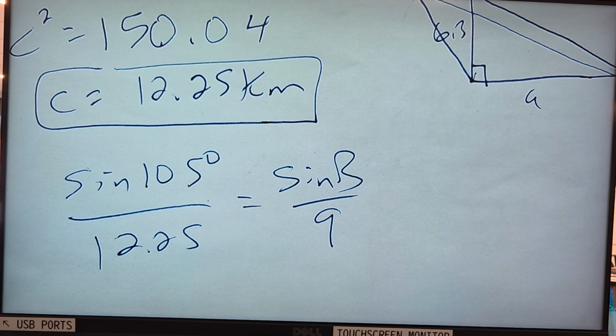Oh, that's right. And then I do the inverse sine. I'm not going to do that in my head. Let's see, it's 0.63. It's a little more than that. So it's going to be between 30 and 45. I would say 38 degrees.